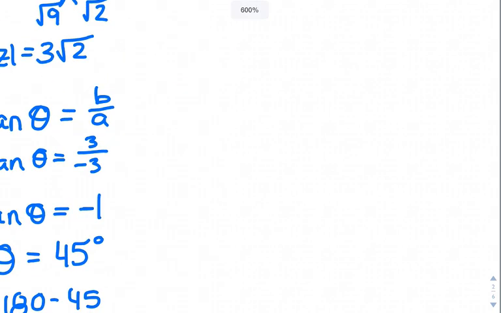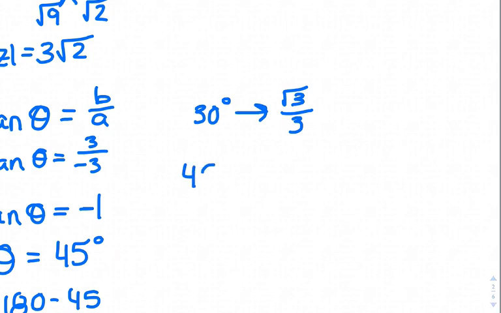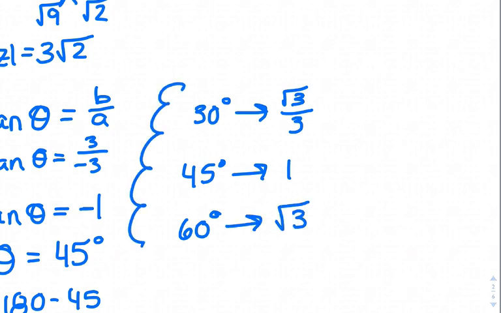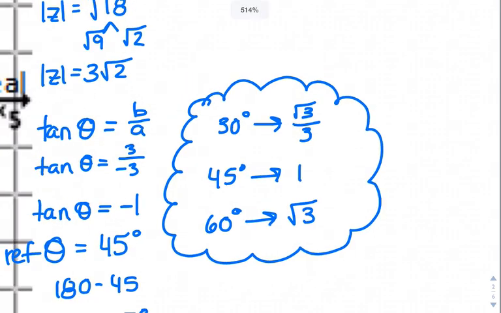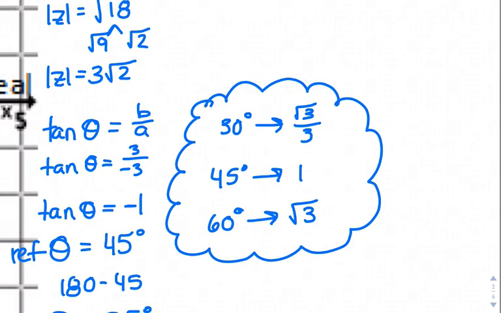Remember on 5.1 there's that chart you had to memorize. So at 30 degrees, tangent is radical 3 over 3. At 45 degrees, tangent is 1. And at 60 degrees, tangent is radical 3. So I knew that when tangent is negative 1, it had to have a reference angle of 45, because that negative just tells me what quadrant it is in.